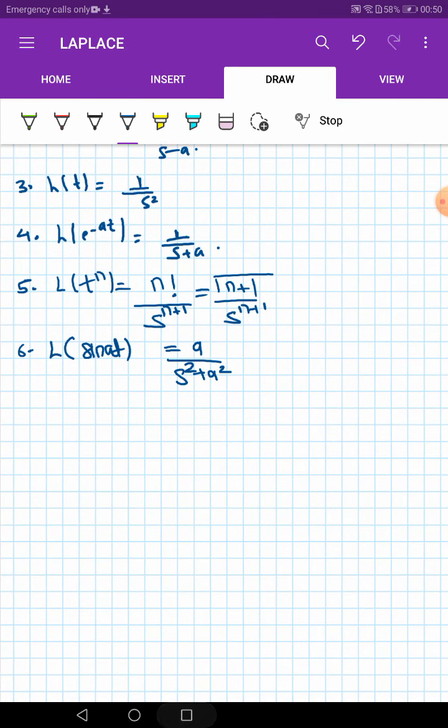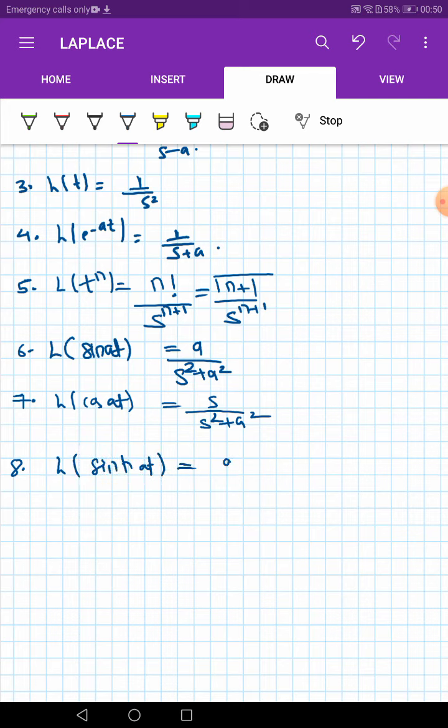Seventh, Laplace transformation of cos at is equal to s by s square plus a square. Eighth, Laplace transformation of sine hyperbolic at is equal to a by s square minus a square. And Laplace of cos hyperbolic at is equal to s by s square minus a square.